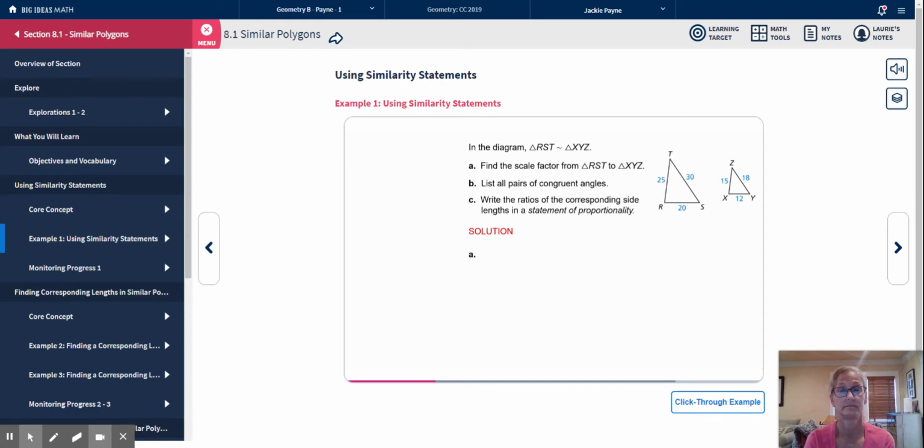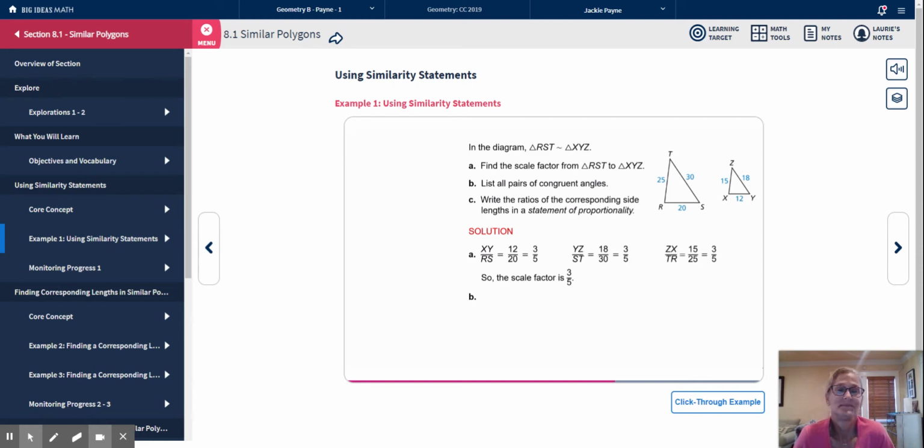Solution. Part A, to find the scale factor, compare the ratios of the corresponding sides. First, identify the corresponding sides. Side XY corresponds to side RS. So XY divided by RS is equal to 12 divided by 20, which equals 3/5. Side YZ corresponds to side ST, so YZ divided by ST is equal to 18 divided by 30, which equals 3/5. Side ZX corresponds to side TR, so ZX divided by TR is equal to 15 divided by 25, which equals 3/5. So the scale factor is 3/5.